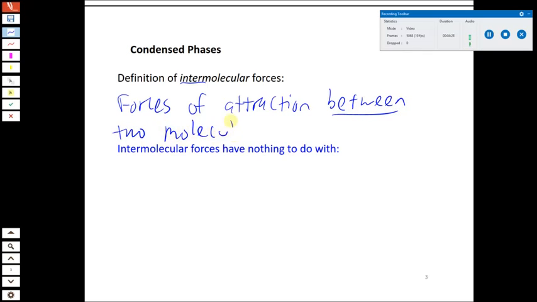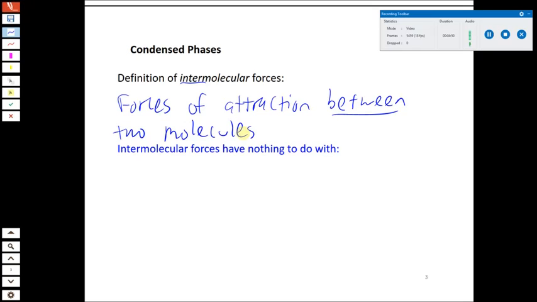All right? So we're no longer talking about the forces, the chemical bonds that hold molecules together. That was a topic we covered a long time ago. We talked about ionic, covalent bonding, all that stuff. Now we're talking about forces that are between two different molecules. So if we have two water molecules, how do they interact with each other? Or any two molecules, really.